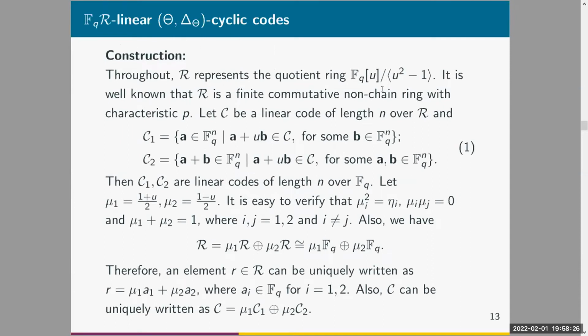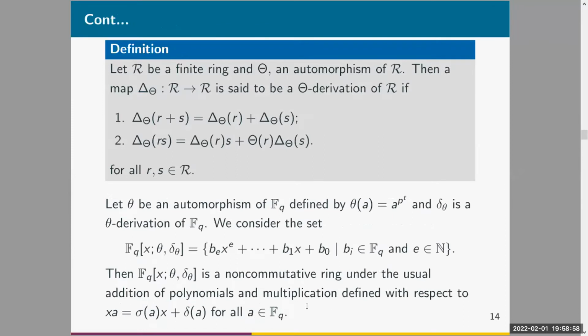For this we consider a ring R = Fq[u]/(u^2 - 1), and let C be a linear code of length n over R, and C1, C2 are the linear codes of length n over Fq, and mu1, mu2 are defined like this way. These mu1, mu2 are the orthogonal idempotent decomposition of this ring. That is, R can be decomposed as mu1 Fq direct sum mu2 Fq. That is, any element of R can be represented like this way: r = mu1 r1 + mu2 r2, and C is represented as mu1 C1 direct sum mu2 C2.